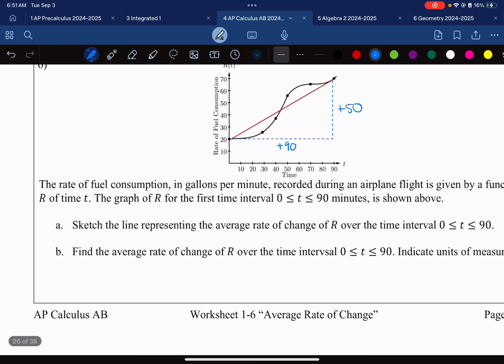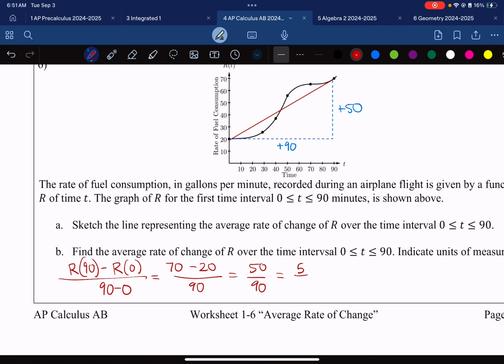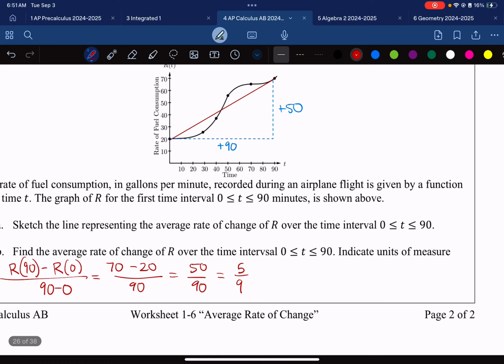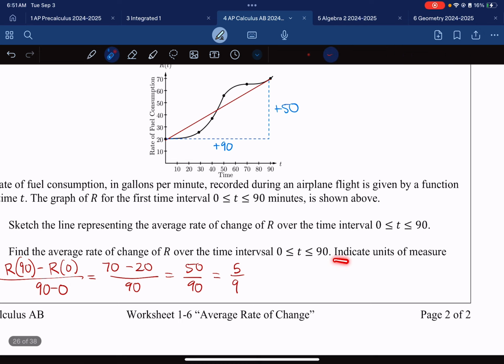Again, you don't have to do it that way. You're talking about a capital R function, so you could say it's capital R of 90 minus capital R of 0 all over 90 minus 0. You could go back to the formula. R of 90 is 70. R of 0 is 20 all over the original 90 that I talked about. So that's going to be 50 over 90, which reduces to 5/9 if you divide the numerator and denominator by 10. And we're basically done, except for the fact that we need units of measure.